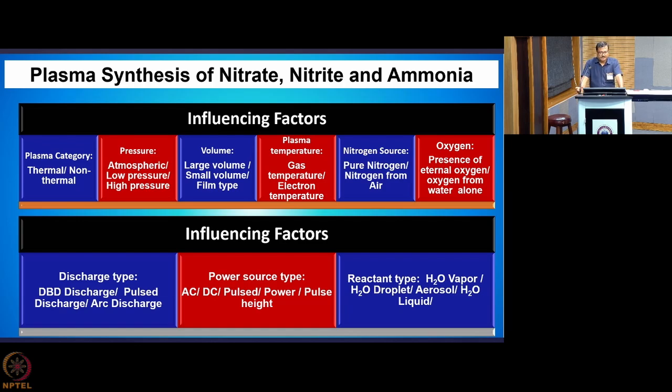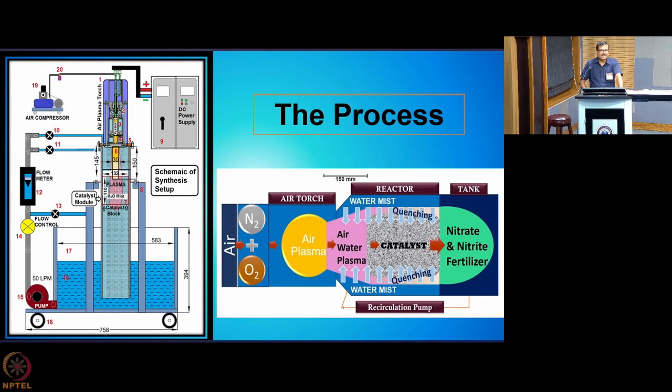All of them can produce, but only the production rate will be different. Then the power source type also matters, whether it is AC, DC, pulsed, what the power level is and what the pulse height is. Then reactant type like H2O vapor, droplet, aerosol, or liquid, all these things matter for the synthesis.